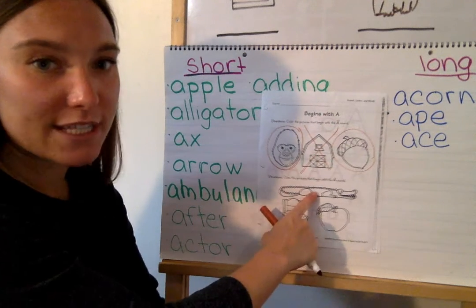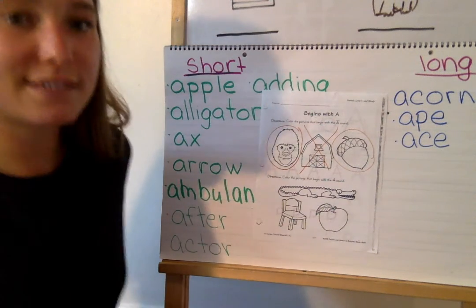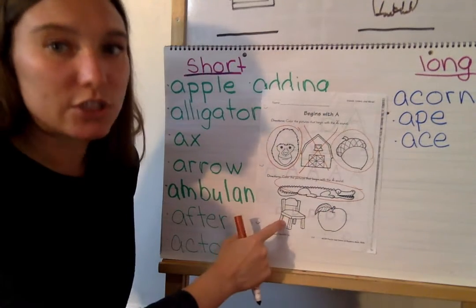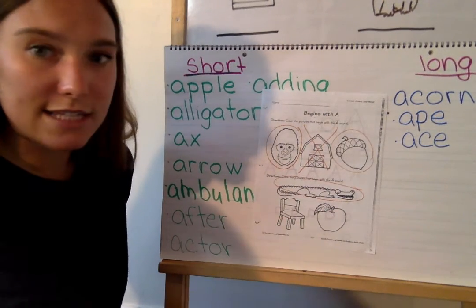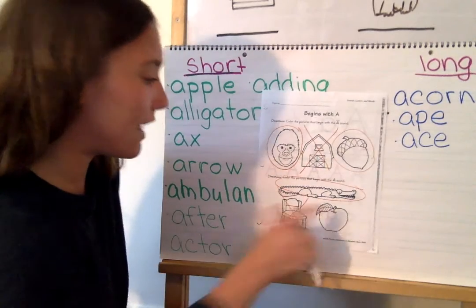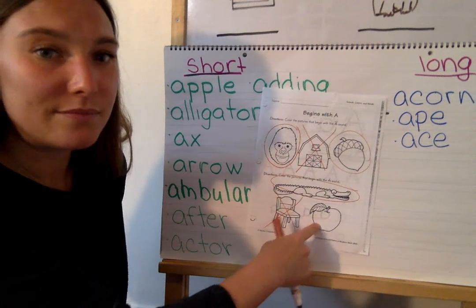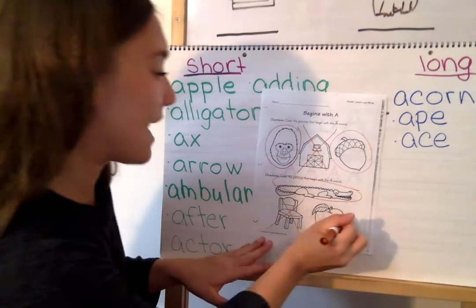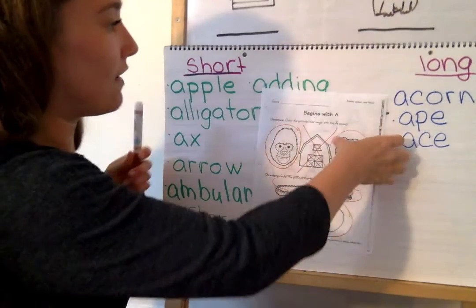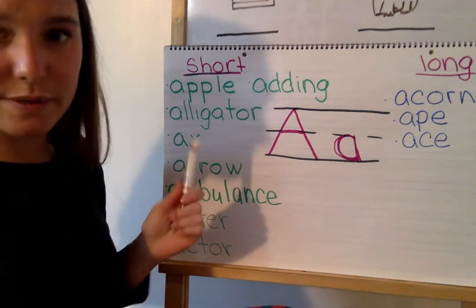So our first picture is an alligator. Does that start with A? It does. We're going to circle it. Next is a chair. Chair. Does that start with A? Nope. And then last, apple. Apple. That one also starts with A. Apple. Look, short A. Very nice. All right. We'll do one more before we do our next activity.